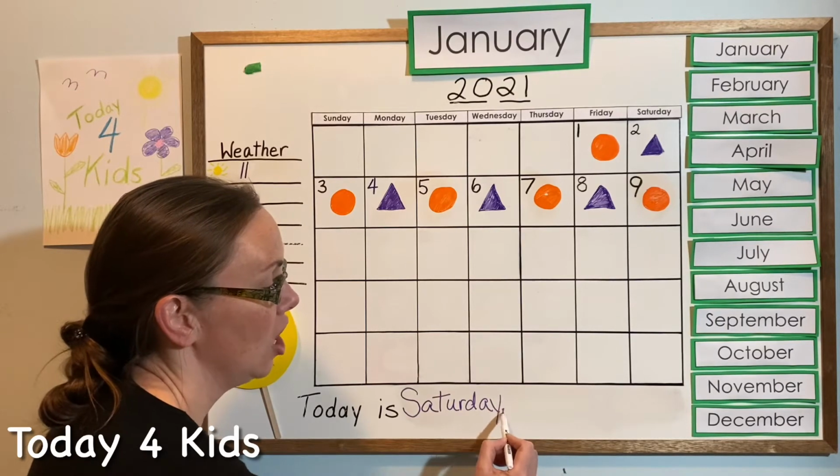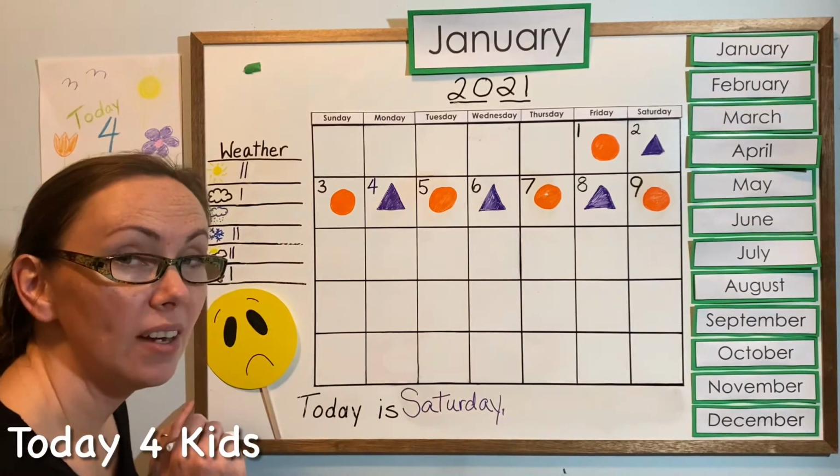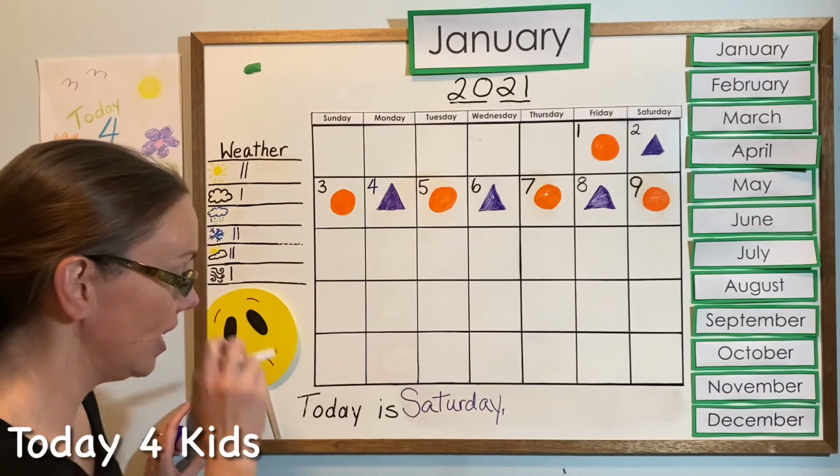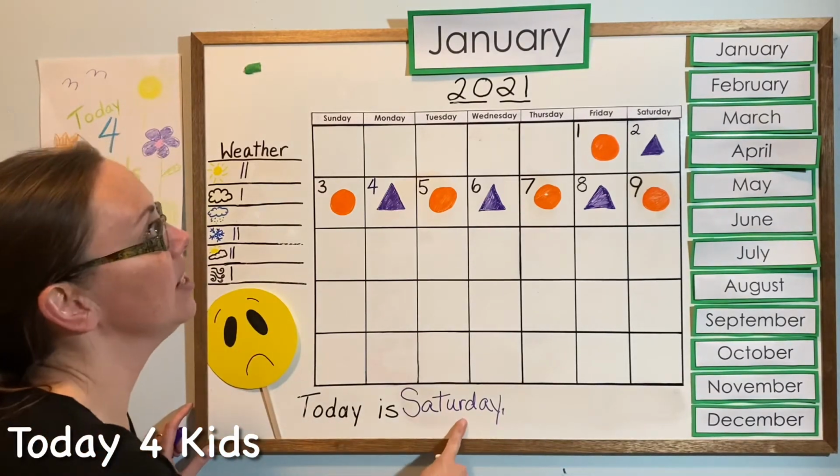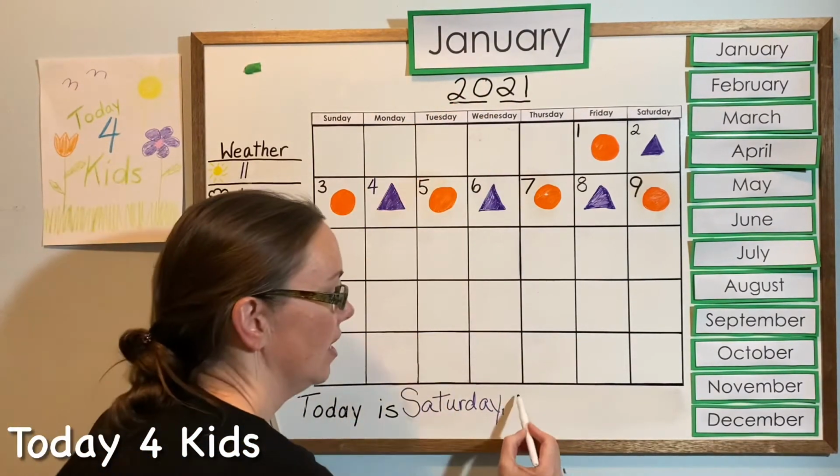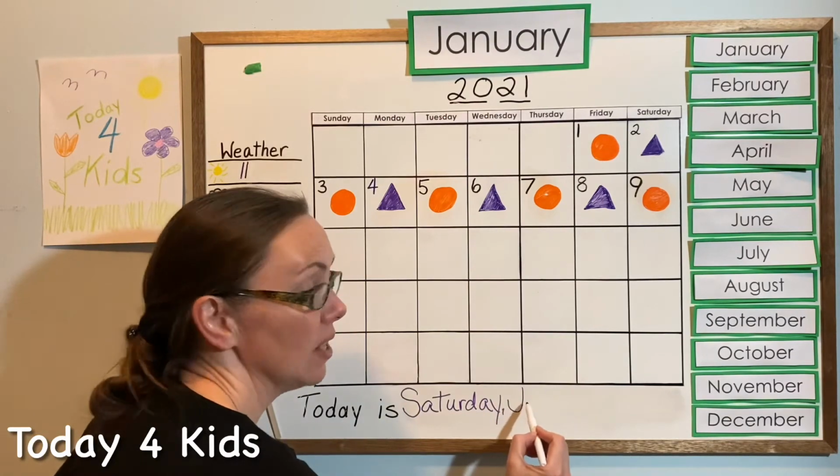S-A-T-U-R-D-A-Y. And then a comma. Do you remember what the comma is for? That's our pause in the sentence, right? So today is Saturday, January. Capital J because January is the name of the month.